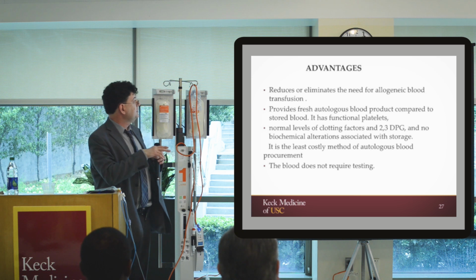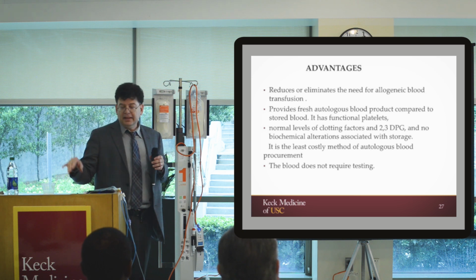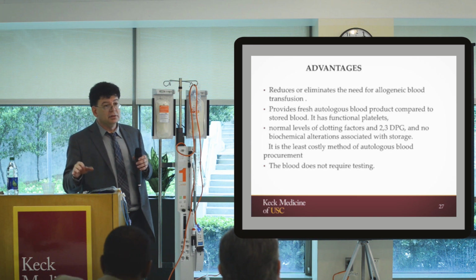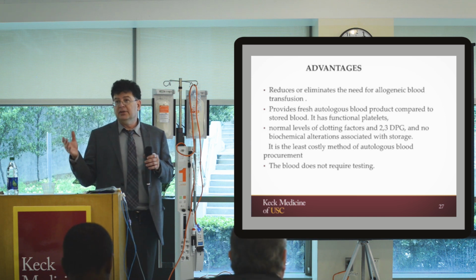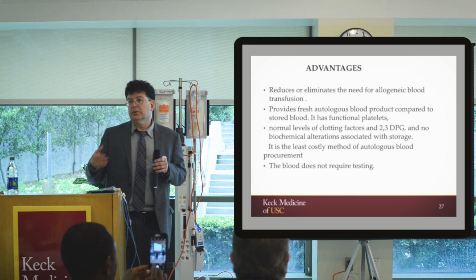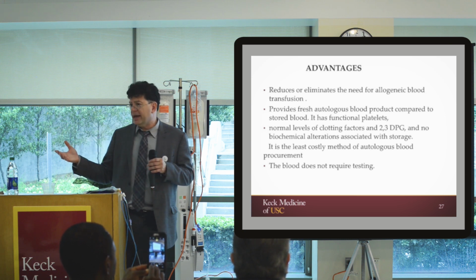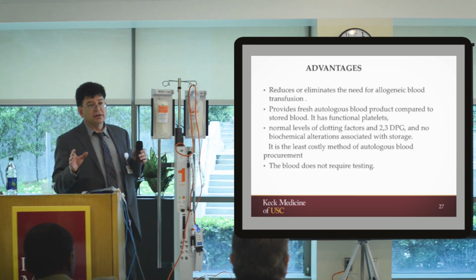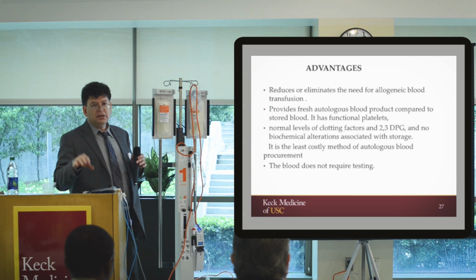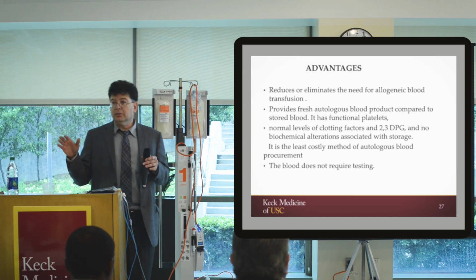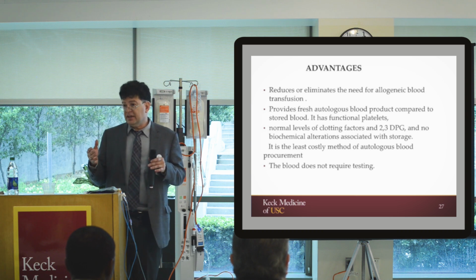So just to go through, let me give you the pluses and minuses of ANH. ANH is good because, as opposed to bank blood, it has all the components in it. It's basically whole blood. So it has platelets, plasma, all the fibrinogen and the clotting factors. That's one of the advantages of using ANH. Also, you don't have to send the blood to the blood bank for testing.